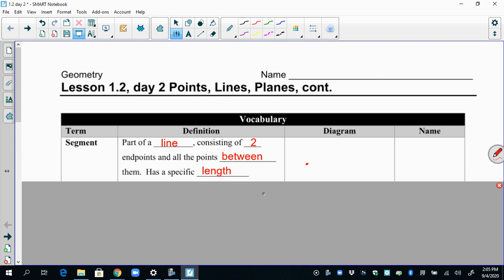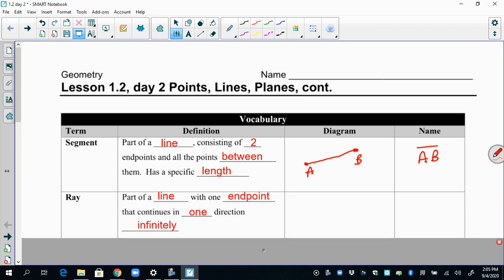So I can put a point here, call this point A, this one B, and instead of a line going forever and ever, a segment starts and stops at the two endpoints. So it's the two endpoints and all the points in between. We can name that segment AB, just like we did with lines, but we put a segment symbol above it.